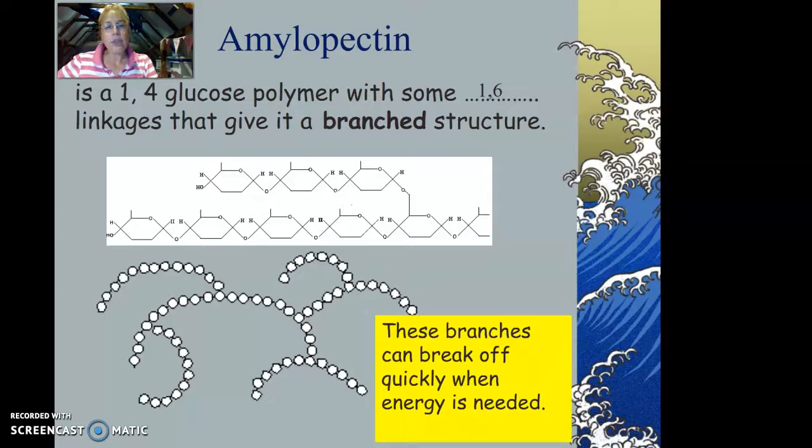And I'd like you to add in your notes, these branches can break off quickly when energy is needed. So while you're writing down, that means again, there's a nice mixture of getting some of the alpha glucose very quickly, that would be from the amylopectin chains and branches, and some more slowly, that would be the amylose.